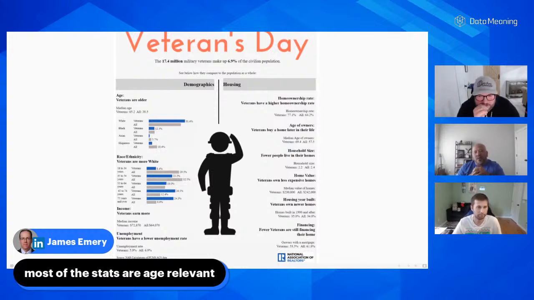Yeah, all I know is that I took like a $30,000 pay cut to get my first civilian job. I was well under that median income range for all veterans. I see. So James is saying that most of these stats are age relevant. Okay. So you can see the age of owners, veterans buy a home later in their life. It says veteran 69.4 versus 57.5.